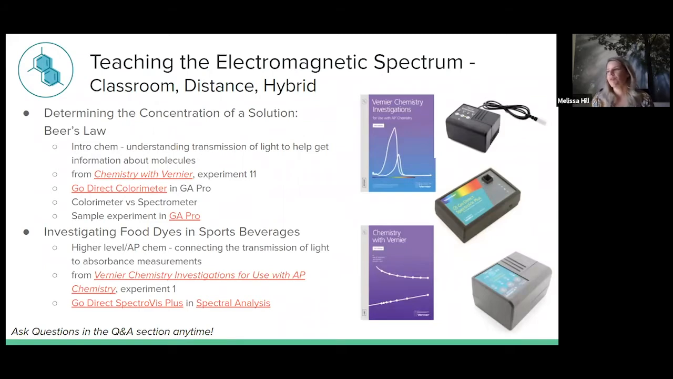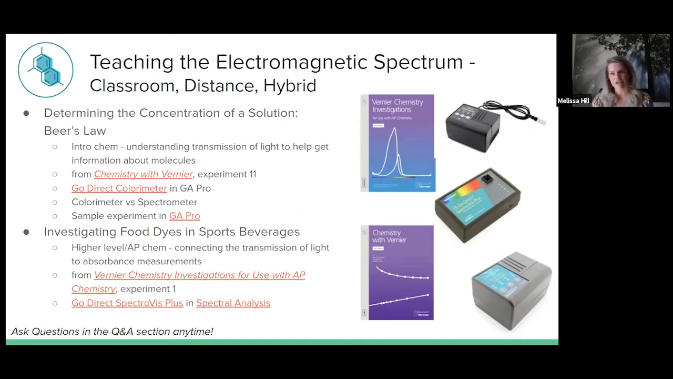And you can also do it with our spectrometer. So what is the difference between a colorimeter and a spectrometer? Why would you want to use one over the other? The spectrometer tells you the absorbance or transmission at every single wavelength of light that spectrometer has available to it. In the case of our SpectraVis Plus, they go from 380 to 950 nanometers.